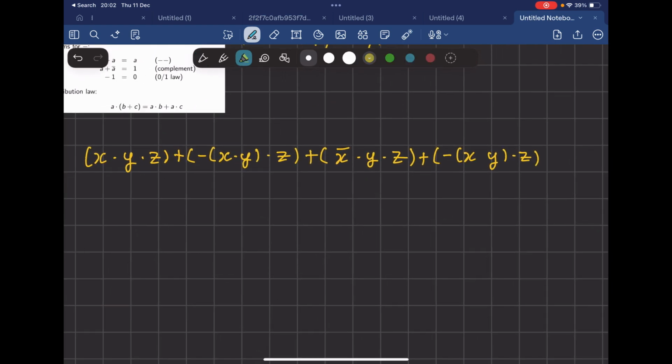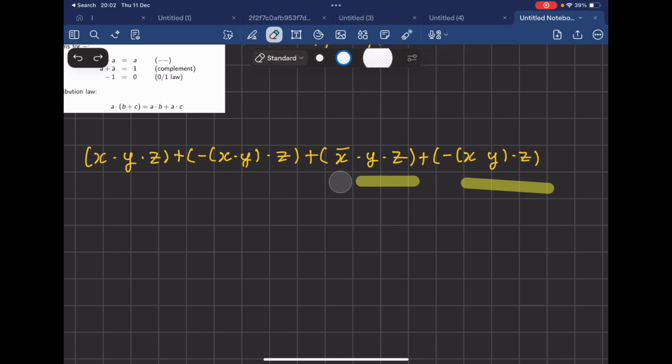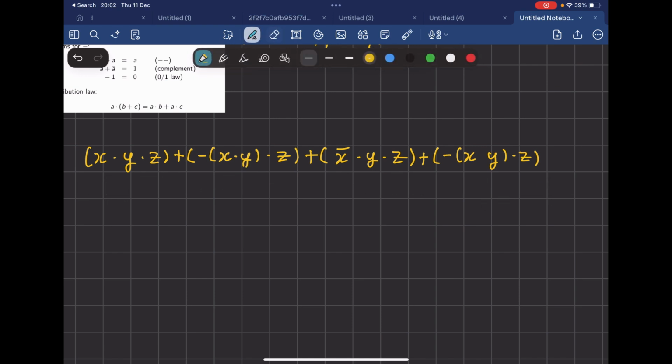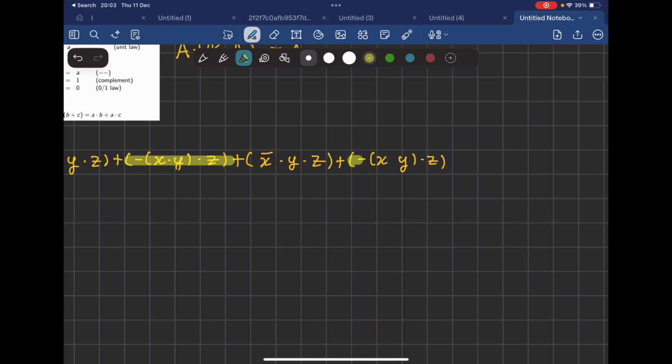Okay, so now moving on to the question. Just looking at this, the first thing to notice is that we have 4 terms. We have this one, this one, this one, and this one. They're all connected to each other using pluses, which are like ORs. The reason I'm mentioning this is that this term over here is exactly the same as this one. They're literally identical.